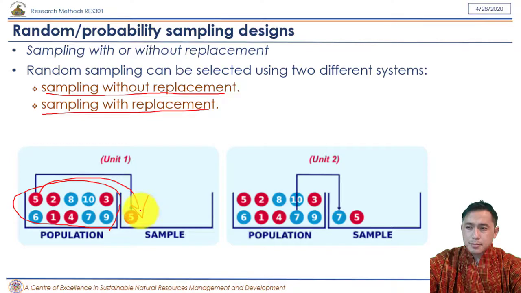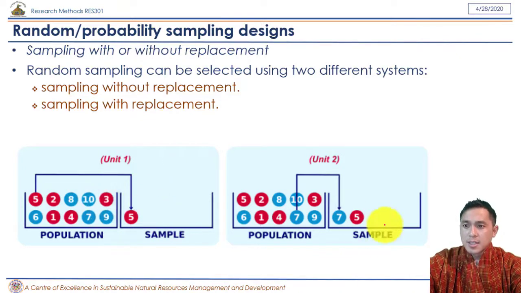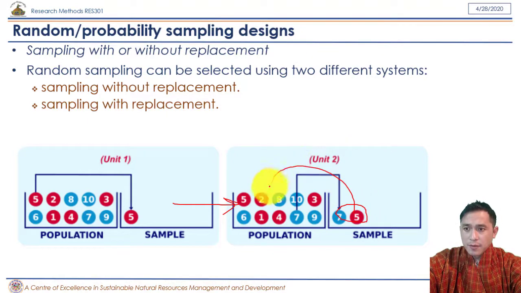For example, if you have 10 in the population, and you're taking 5 as one of your samples, then the probability of choosing 5 from 10 is 1 by 10. Now if you are taking the next sample as number 7, and you're not putting number 5 back into the total population, then the probability of choosing number 7 is 1 by 9. Only if you're not taking number 5 back to the total respondents.